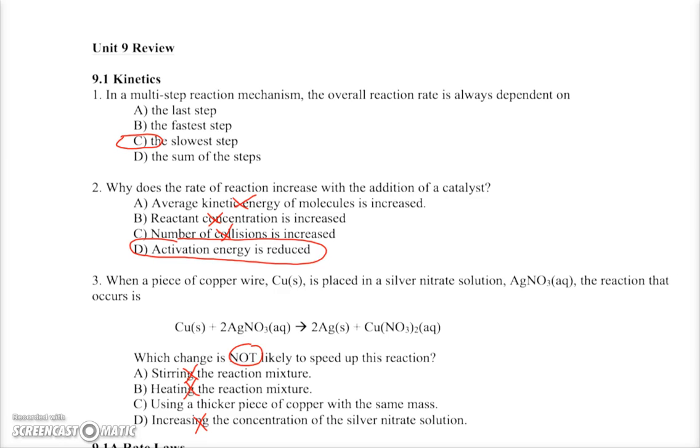But using a thicker piece of copper with the same mass really means you are reducing the surface area because you're packing more of the copper into a smaller area, or a larger area, but the exposed surface area is going to be less as a consequence. So rather than a thicker piece of copper, what you'd rather do is use copper powder or copper shavings, something that exposes the most surface area possible. So using the thickest copper wire is actually going to slow down the reaction.